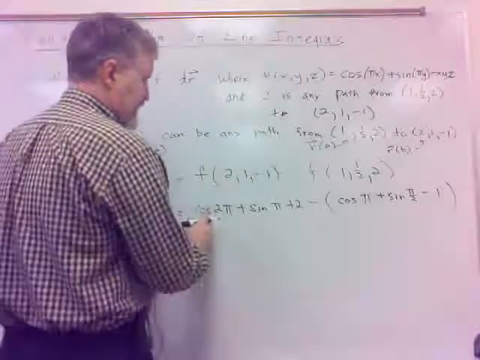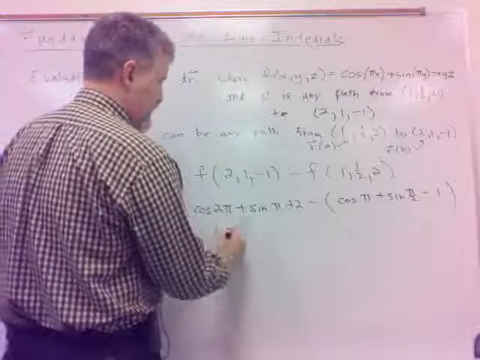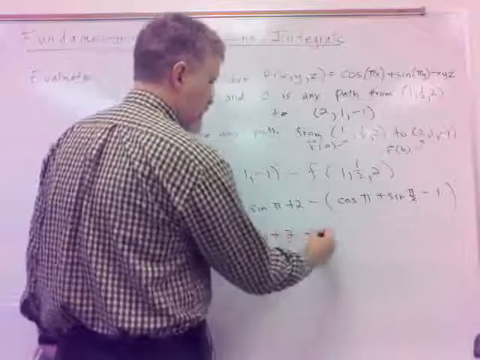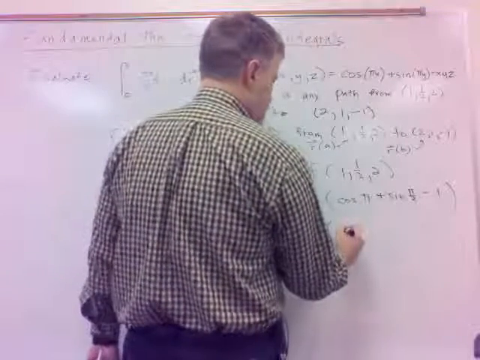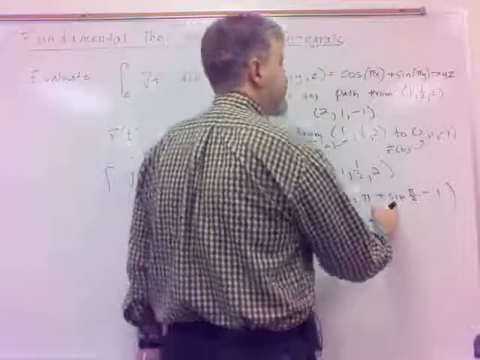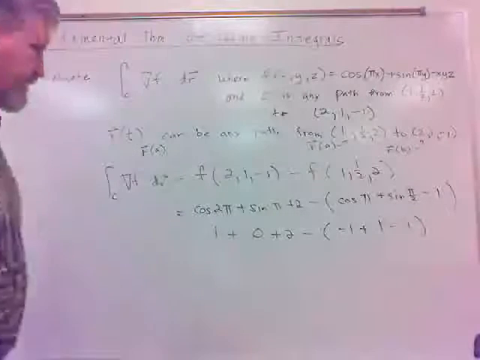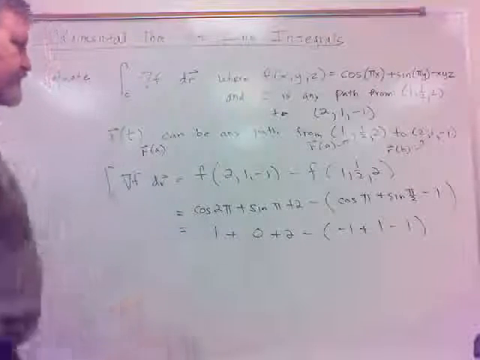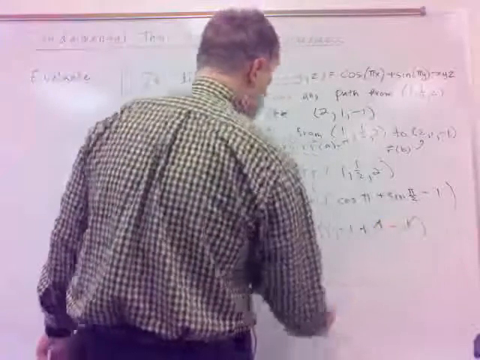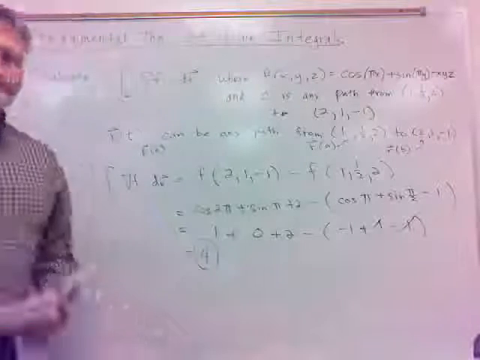Cosine of 2 pi is 1, sine of pi is 0, and cosine of pi is negative 1, sine of pi over 2 is 1. So we've got 3 minus negative 1, so 3 plus 1. All right, so it's 4. Okay?